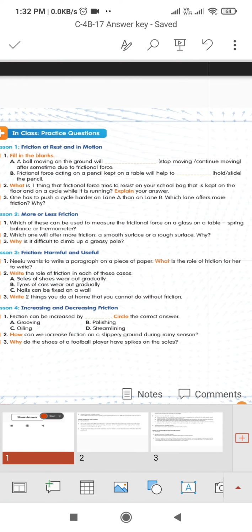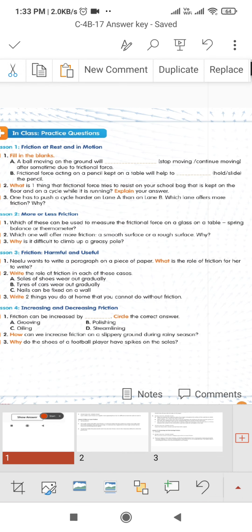So the answer is hold. What is one thing that frictional force tries to resist on your school bag that is kept on the floor and on a cycle while it is running? Explain your answer. Frictional force tries to prevent them from sliding. Frictional force holds the bag tight in its position, and frictional force resists the sliding motion of a cycle.